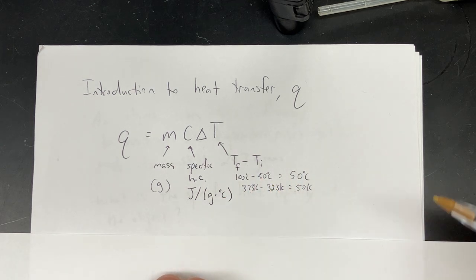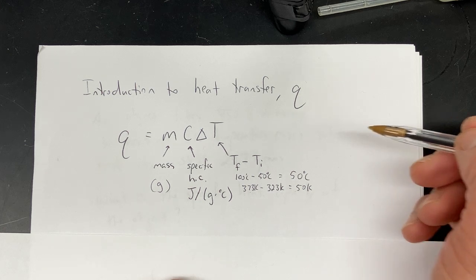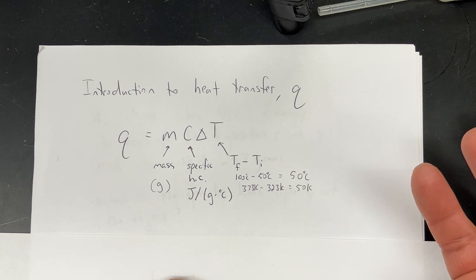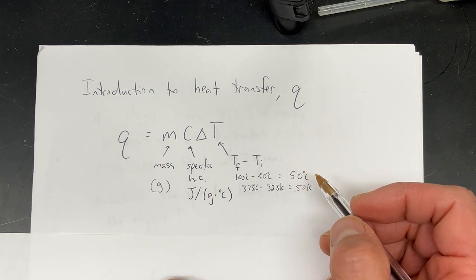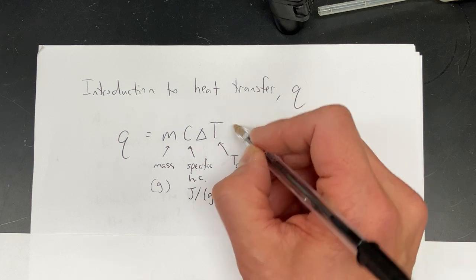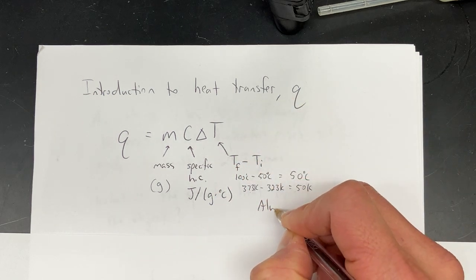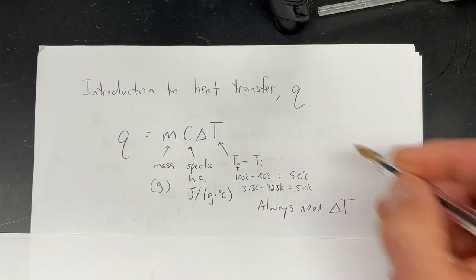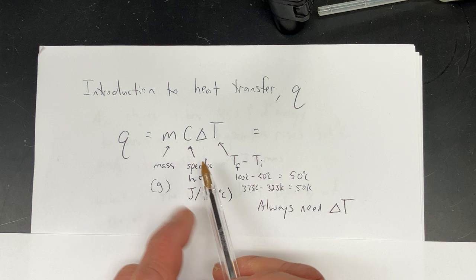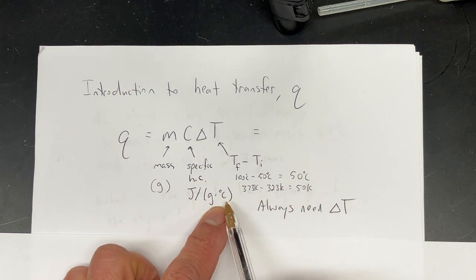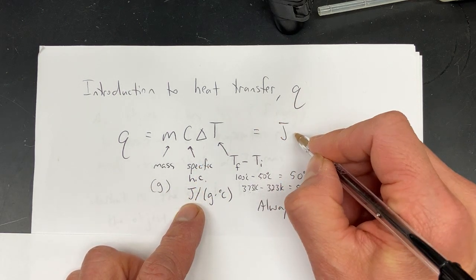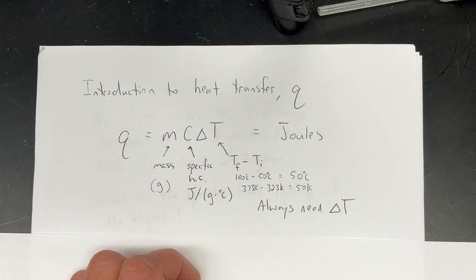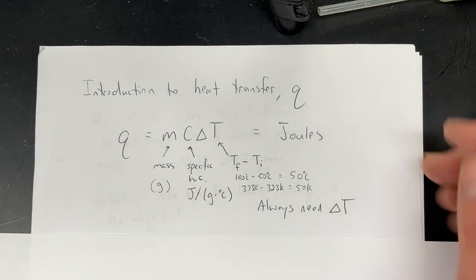And that's what Q is. You're always heating up something or cooling down something. It's not a temperature. You can't have heat transfer if something is at the same temperature. So for Q, you always need a change in temperature, delta T. This unit overall, when I multiply everything out, grams cancels out, Celsius cancels out, and you end up with joules. So J is joules. That is the standard SI unit for energy or heat.